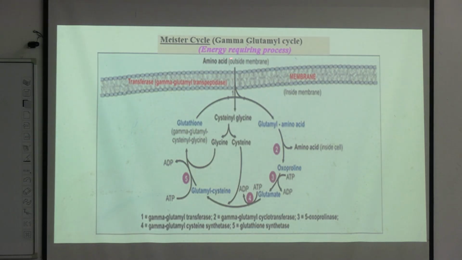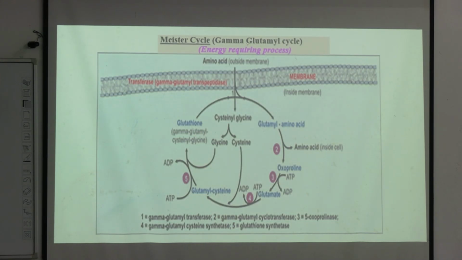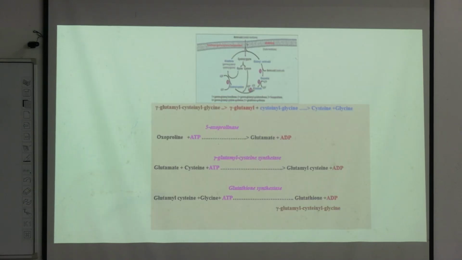Now, to allow absorption of one amino acid, 3 ATPs are required. So, it is an energy consuming procedure. At the end glutathione is regenerated for the cycle to operate. So, that is called the Meister cycle, Master cycle, whatever you say, but it is an energy dependent mechanism. You read this from the book, there may be a short note on this Meister cycle.